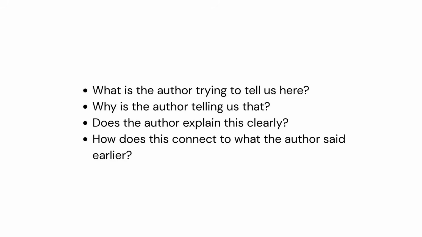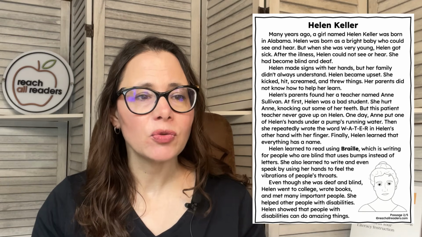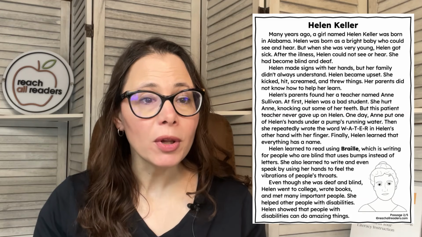The last question is, how does this connect to what the author said earlier? Well, earlier in the passage, we learned that Helen was born with normal abilities. She could see and she could hear. But then we learned that she got sick, and that caused her to have problems with communicating, and that led to her being angry and upset.